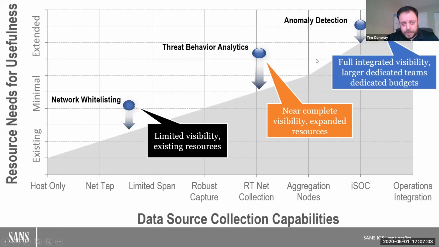So looking across these different tool categories of network whitelisting, threat behavior analytics, and anomaly detection, I'm not by any means saying one approach is better than the other. I'm saying based on where entities are currently and what their current investment from resources and what that balance looks like, you may find that the smartest thing you could do is look at network whitelisting because you don't have any staff and you barely have any data sets.